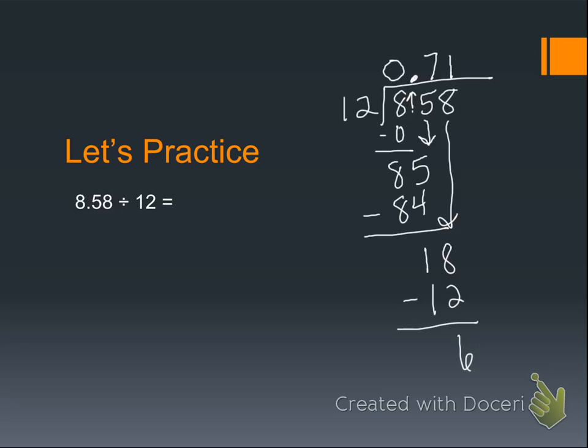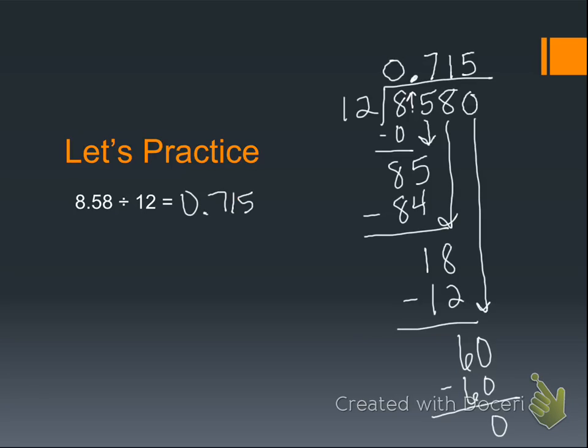Now, unlike the other problem where when we subtracted we had nothing at the end, I still have a 6. With decimals, that means I have to annex a 0. I have to add a 0 here to the end and keep going. So now I'm going to do 60 divided by 12, which would be 5. The 5 goes right on top of the 0. 5 times 12 is 60. Subtract and we're left with nothing. So I end up with 715 thousandths as my quotient.